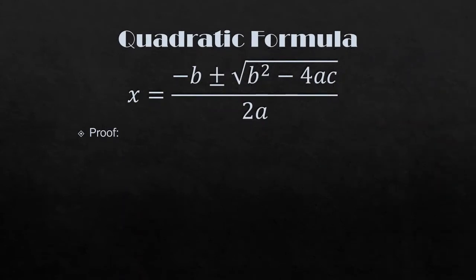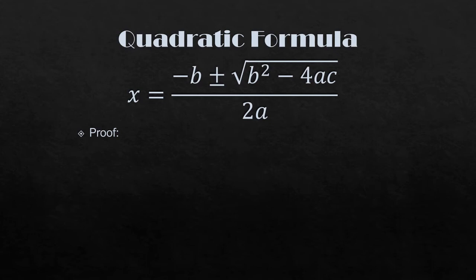Another alternative to solve a quadratic equation is by using the quadratic formula. So the formula is shown as x is equal to negative b plus minus square root of b squared minus 4ac over 2a. Now, where do we get this equation from? What is the origin of the equation?